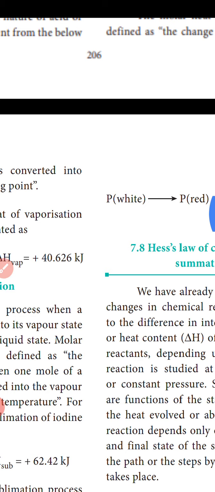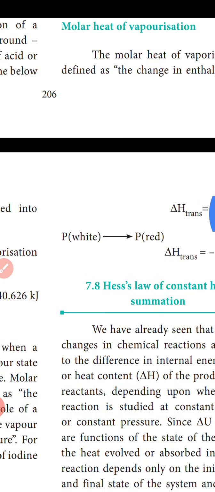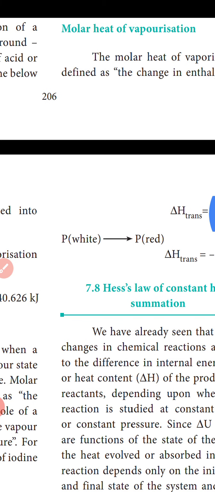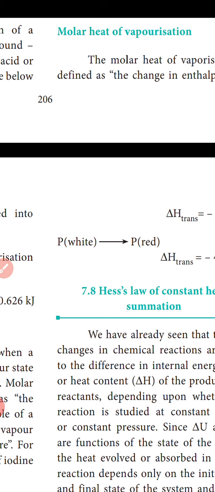P is white phosphorus. P means phosphorus: white phosphorus converted to red phosphorus. The ΔH transition value, the heat of transition value, is minus 4.301 kilojoules.